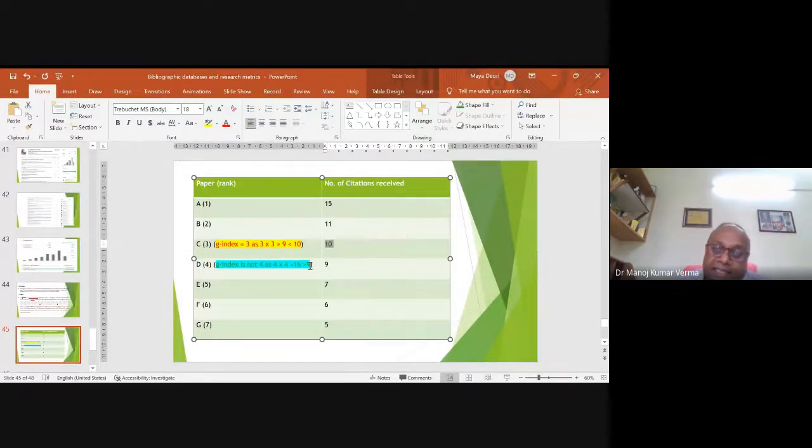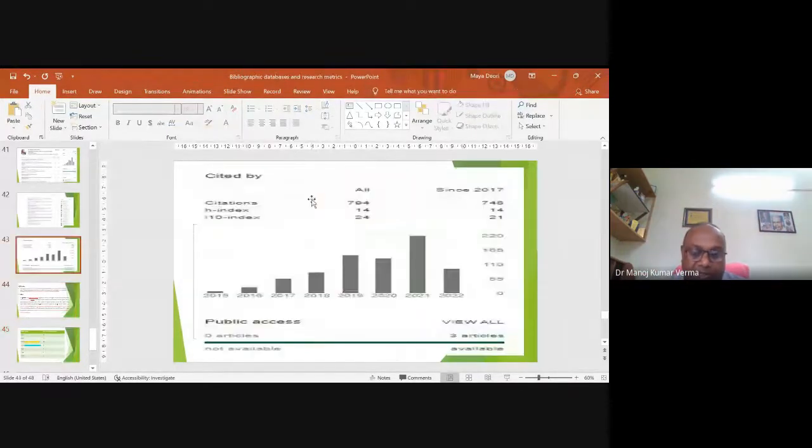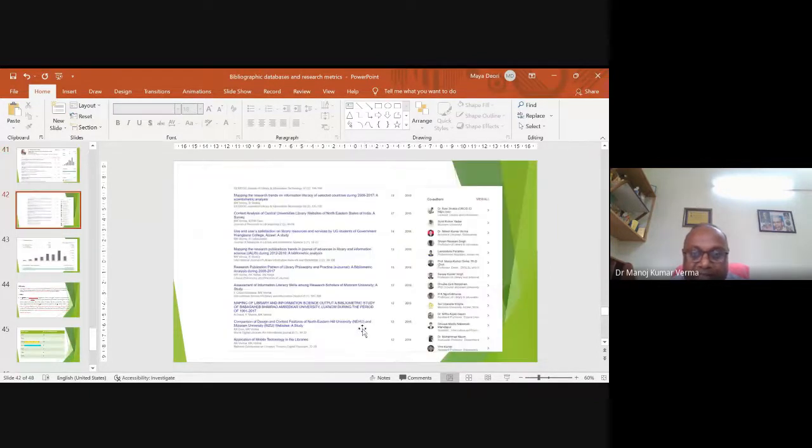So the G index means that when you arrange papers and their citations in decreasing order of citations, it is the value where the number of papers squared is less than or equal to their citations. One example I just want to give. Suppose these are my papers: 1, 2, 3, 4, 5, 6, 7, 8.